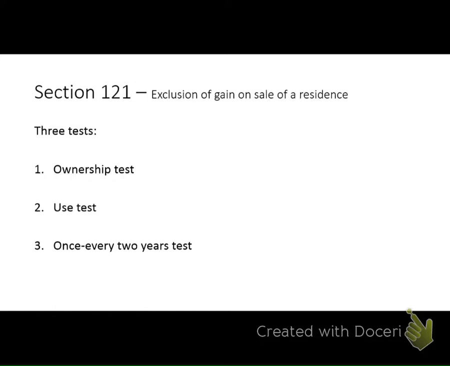What else about 121? So with 1031 and 1033, you have to replace the property. 1031, it's an exchange, you have to be receiving like-kind property. 1033, you have to replace the property within 2 years, right? 121, there's no requirement to replace the property.